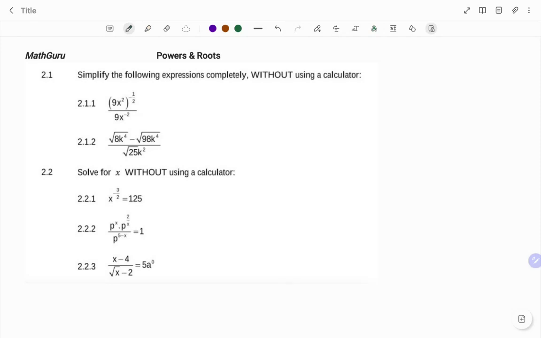In this video, I'm going to show you how to solve the following power and roots question by applying various exponential laws.